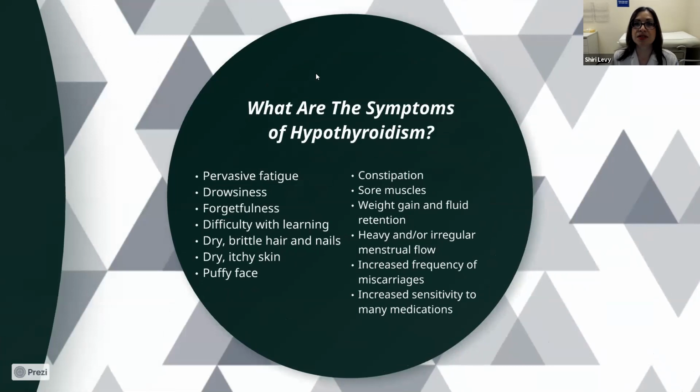The symptoms overlap with many other conditions and tend to be non-specific, but these are the general ones. People complain of being tired. People feel that they're drowsy and forgetful. Children may have difficulty with learning in school. People will notice that their hair is dry and brittle, or their skin is very itchy and dry. With severe hypothyroidism, you can get puffiness of not only the face, but the entire body. People can have constipation and sore muscles.